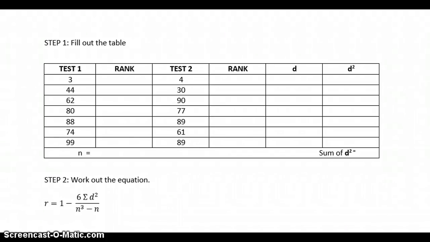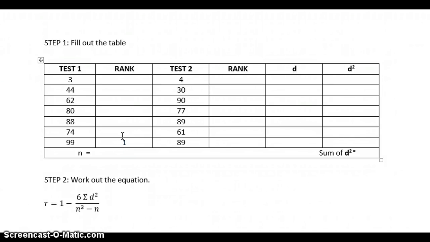Okay, so let's learn how to use Spearman's rank correlation coefficient. The first thing we're going to do is rank the numbers here in test number 1, although it really could be for any set of numbers. We're going to rank them from highest to lowest. The highest number in this case is 99, and that's what we're going to assign the rank of 1. So your rank of 1 is for whatever the highest is.